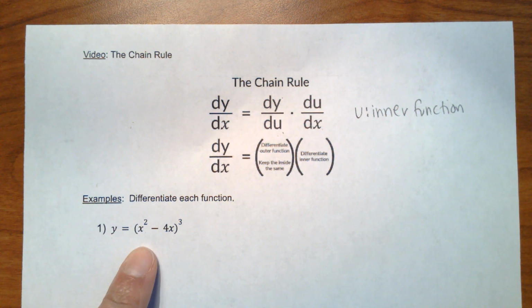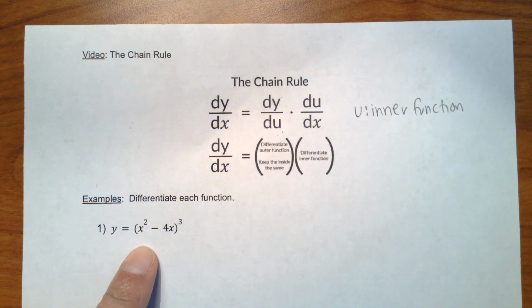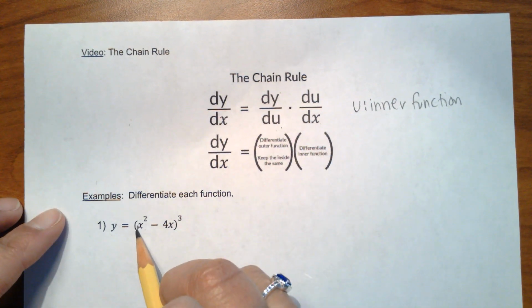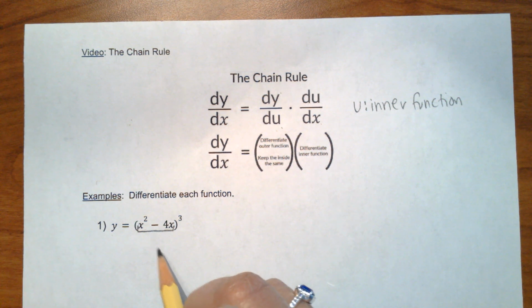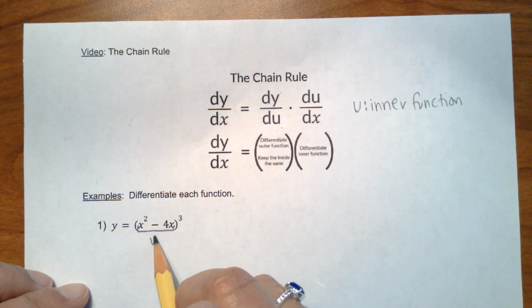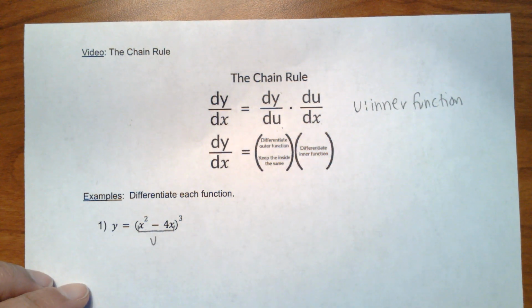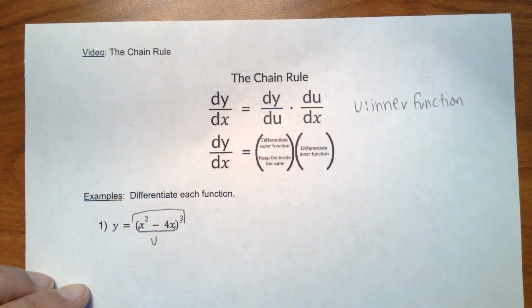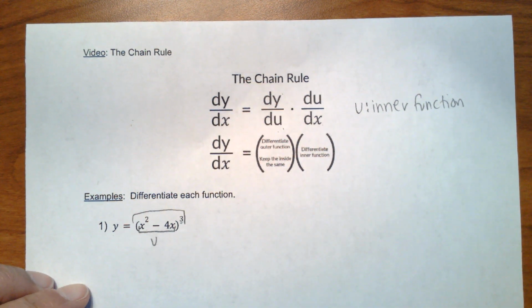If we look at this equation, y equals the quantity of x squared minus 4x raised to the third power, we see that we have an inside part, inside the parentheses, and we're going to call that u. And then we have the whole outside part, which is raised to that power of 3. So we have an inside and an outside.